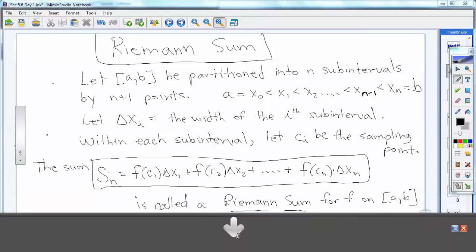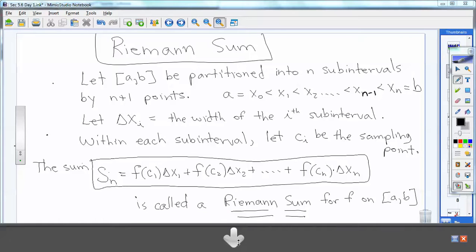So, this sum is called a Riemann sum for f on the interval AB. So anytime we do a height times width, height times width, height times width, R for Riemann, R for rectangle. A Riemann sum is just adding up rectangle areas. That's all it is. A lot of fancy language, but it's just saying that a Riemann sum is when you add up rectangle areas.